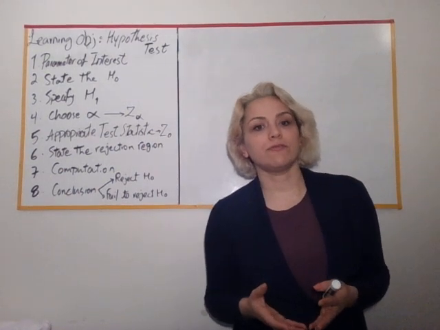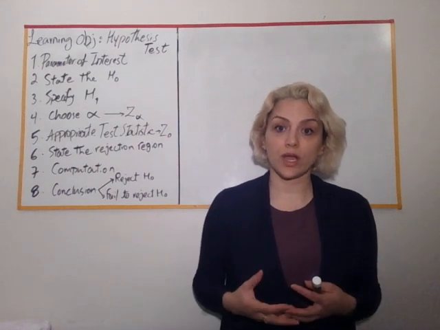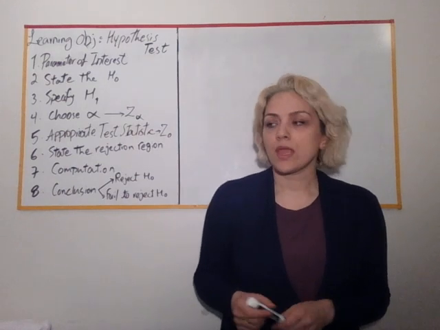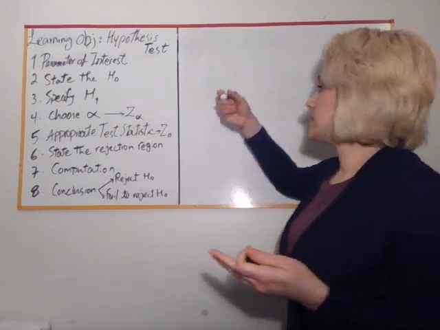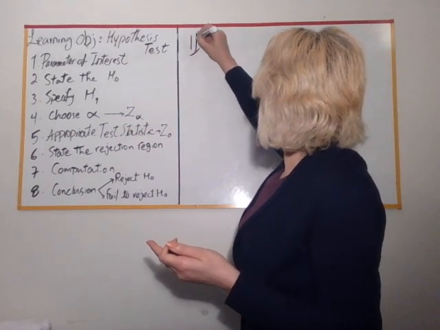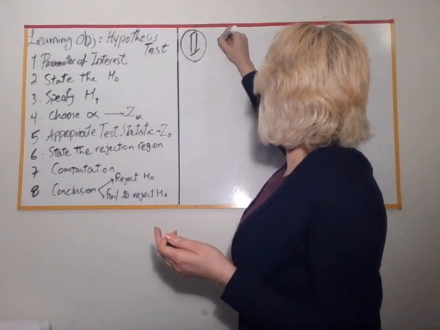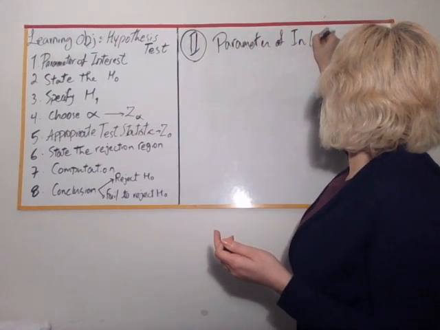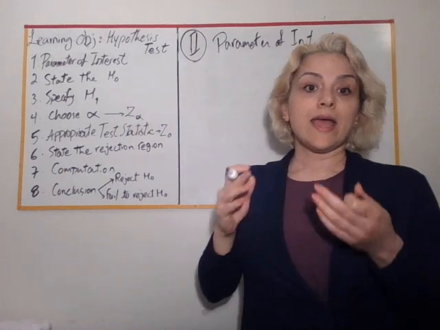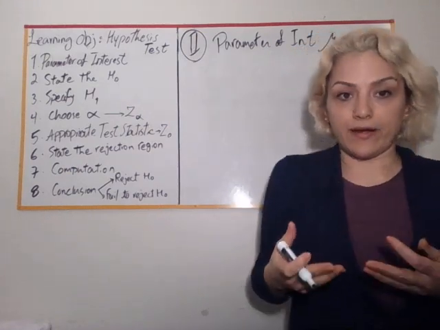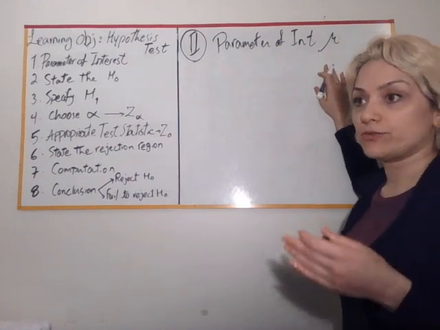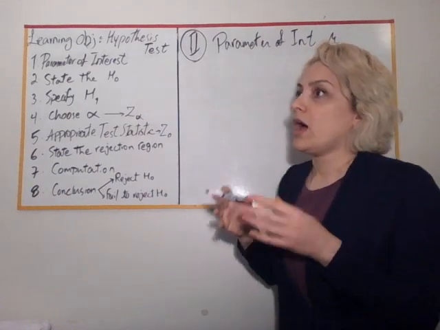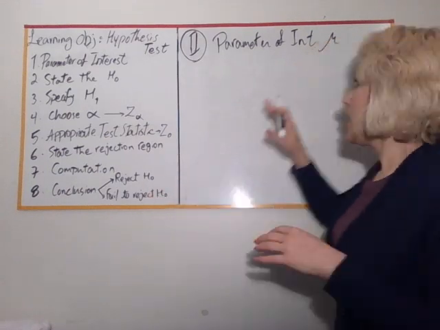Our learning objective for this video is to work on the hypothesis test for the second category. For the second category, our parameter of interest is mu, but we don't know the variance of the population. So we are interested in doing statistics on the mean of the population.